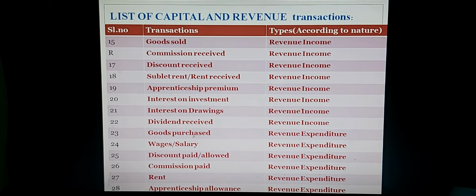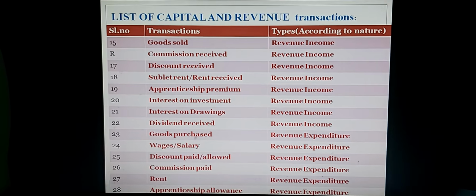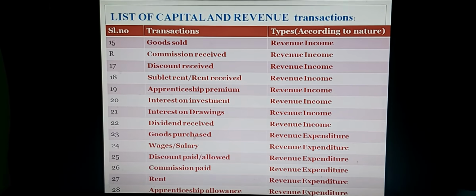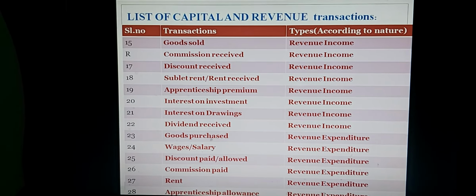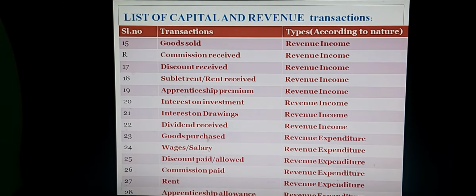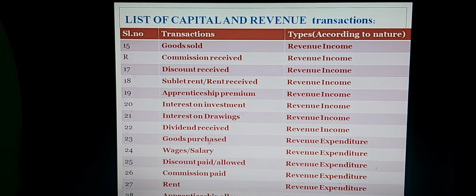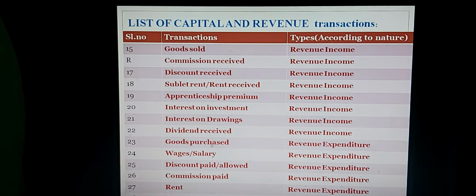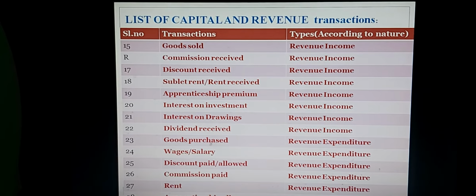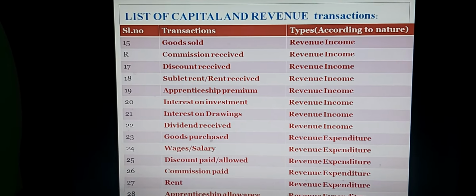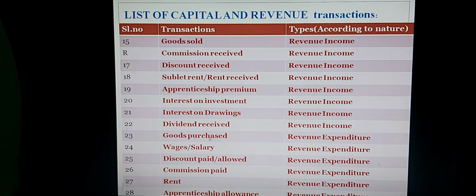Okay, now you can go to the next item, goods purchased. One of the main items of expenditure of any business. Main expense, that is the regular expense of a business. It's a recurring item with a huge amount of transactions related to it. So goods purchase is revenue expenditure.